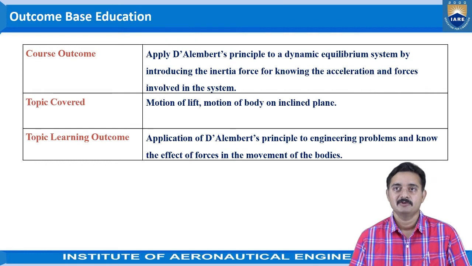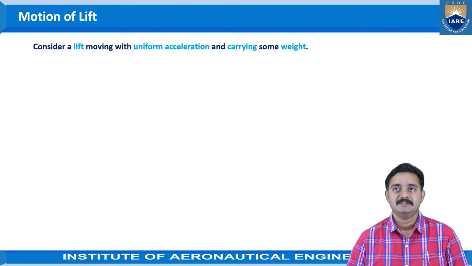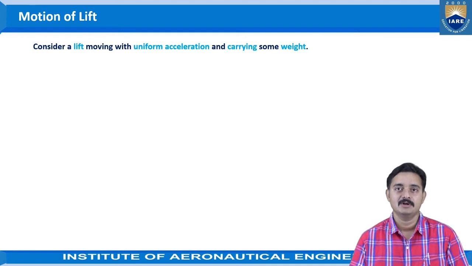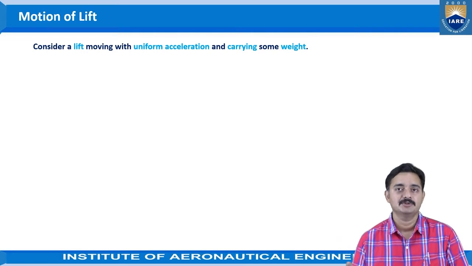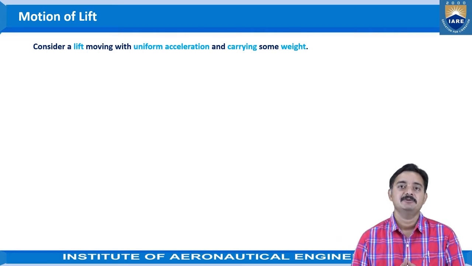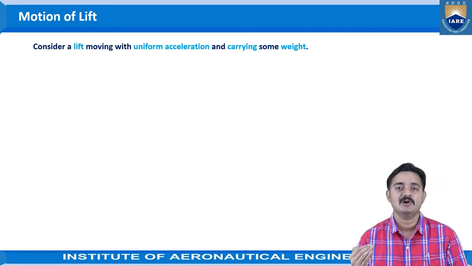The topic learning outcome would be application of D'Alembert's principle in engineering problems and knowing the effect of forces in the movement of the bodies. First, let us consider the movement of the lift. A lift is an equipment which is utilized for moving or transporting objects, maybe persons or maybe load, from a lower position to a higher position, or from a higher position to a lower position. That means the lift will be moving in the vertical direction.